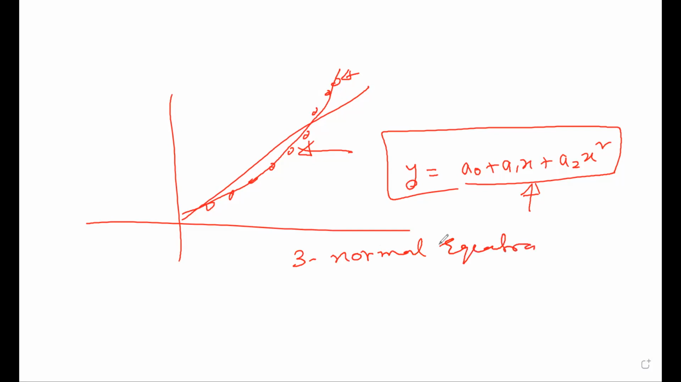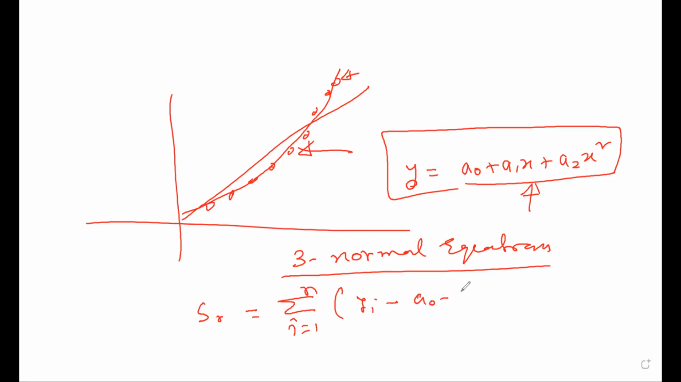That will be obtained from what? By calculating, for example, this quantity SR that we define as the sum, i equal to 1 to n, of yi minus a0 minus a1 xi minus a2 xi square, and it will be whole square. Then you differentiate this, because now your SR is a function of a0, a1, and a2.